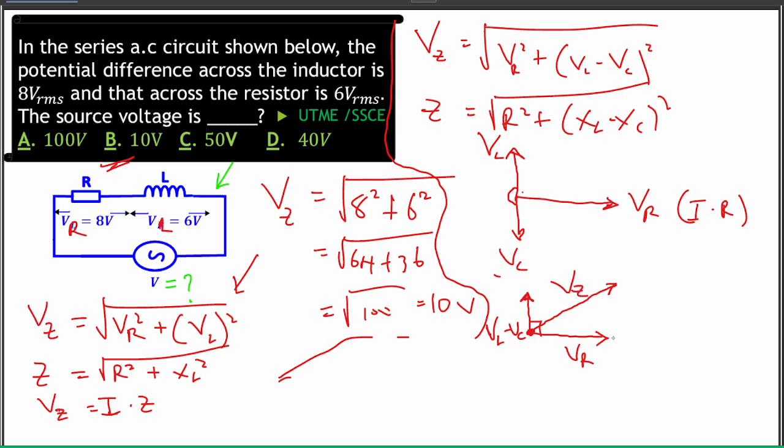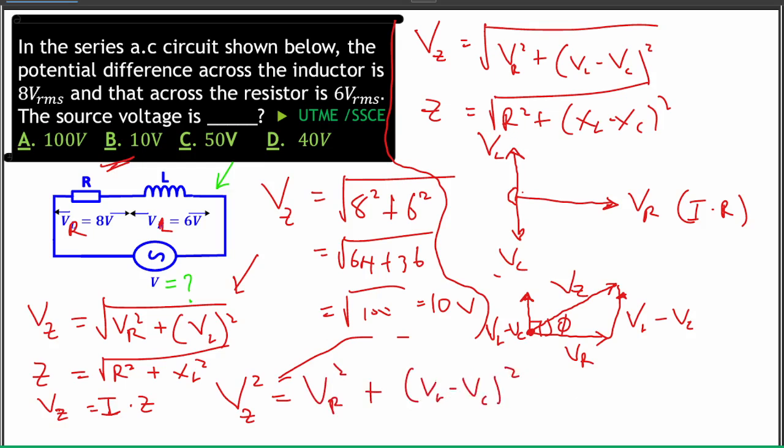Okay, now we can bring this one over to this other side. Don't mind the poor diagram I'm drawing here. Okay, so here is still VL minus VC. Is that okay? And the angle here is phi, the phase angle. Okay, so from here now, how do we find the hypotenuse, which is the source voltage, or VZ? You use Pythagoras theorem, right? So I'm going to come down here. VZ squared is equal to VR squared. Remember Pythagoras theorem? Plus, this time around, we have VL minus VC squared, like this.